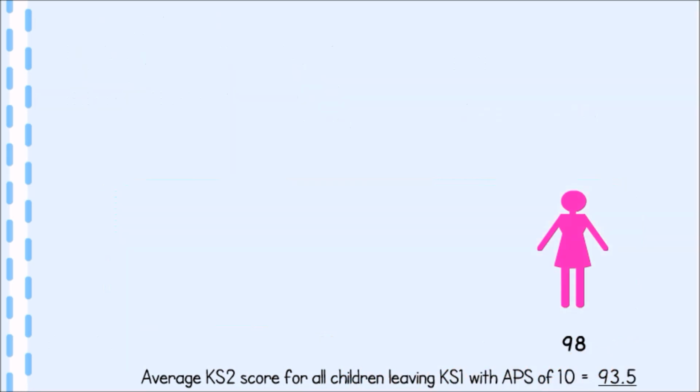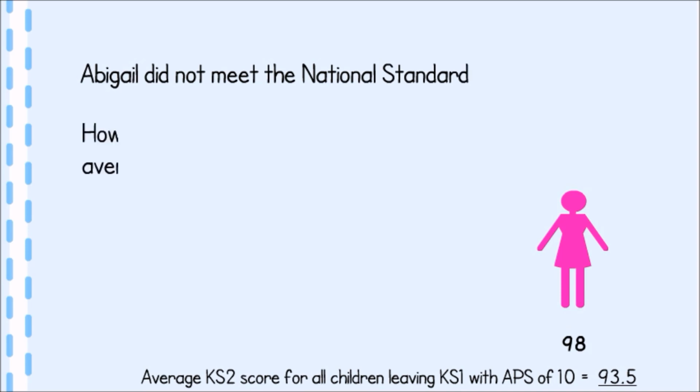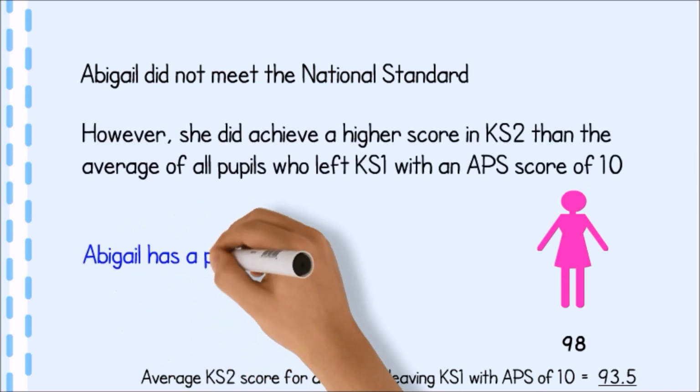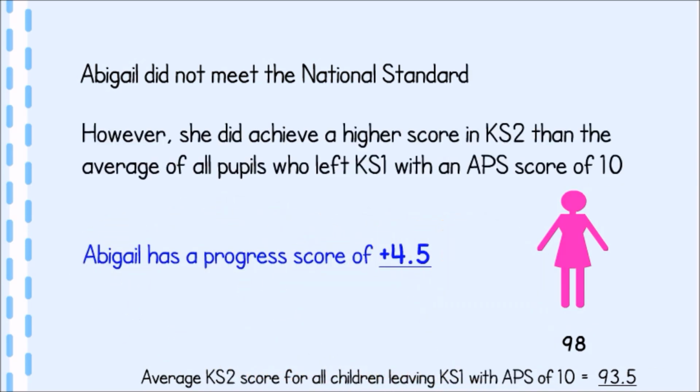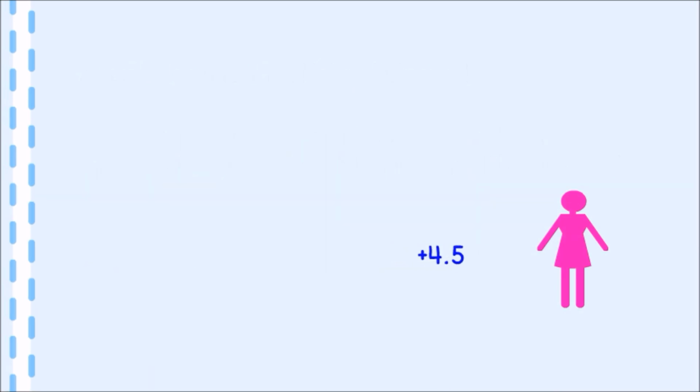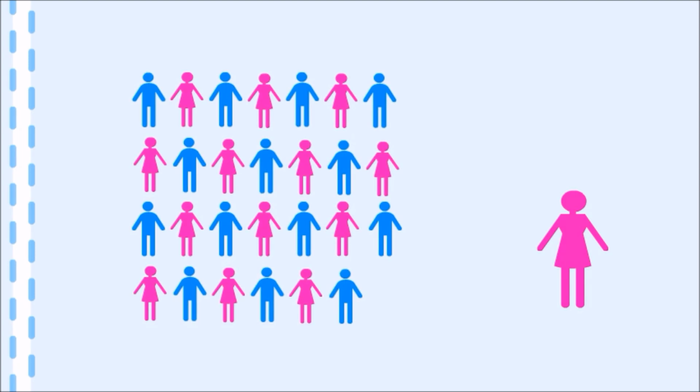Abigail's score of 98 is then compared to the national average for children who left Key Stage 1 with an APS score of 10. Although Abigail did not reach the national standard, she did score an average of 4.5 points more than others with the same starting point. Therefore, she carries a progress score of 4.5 back into the class group.